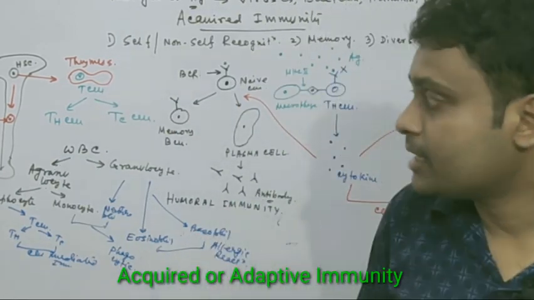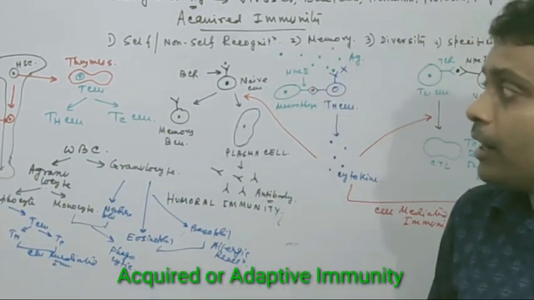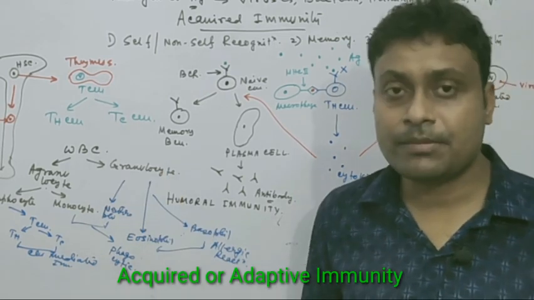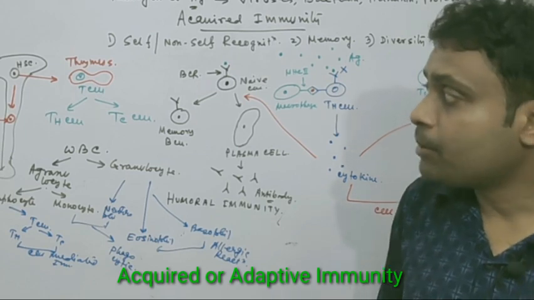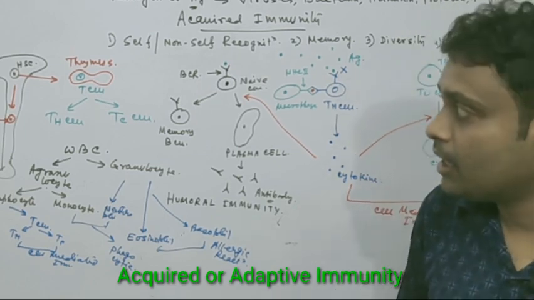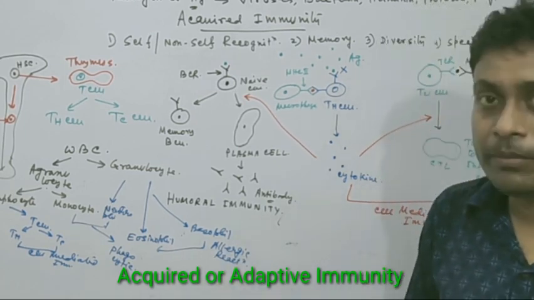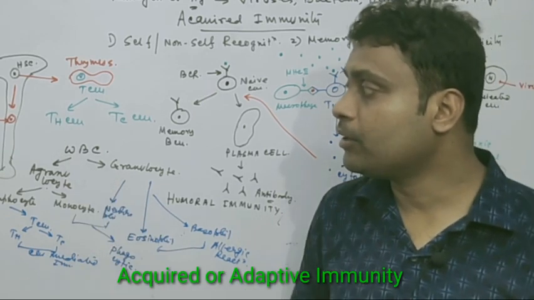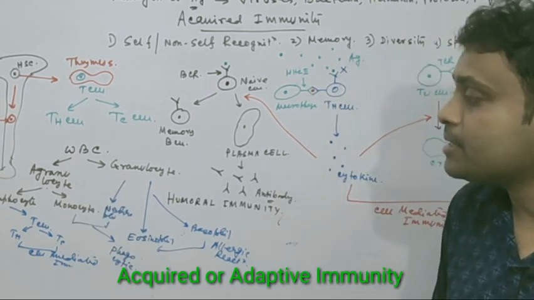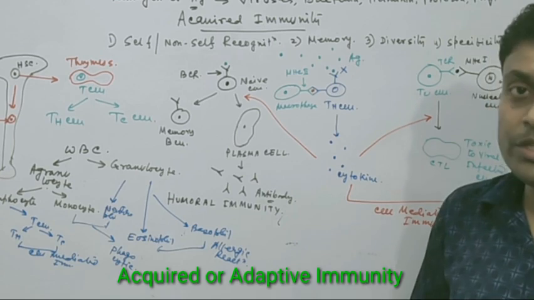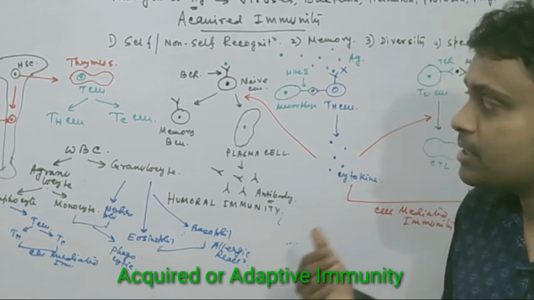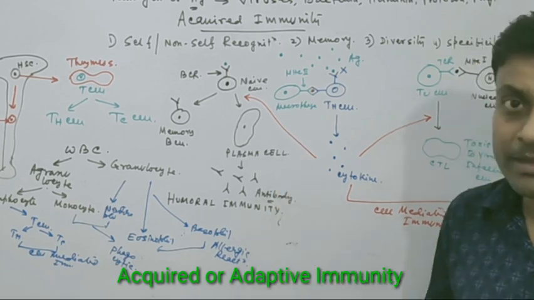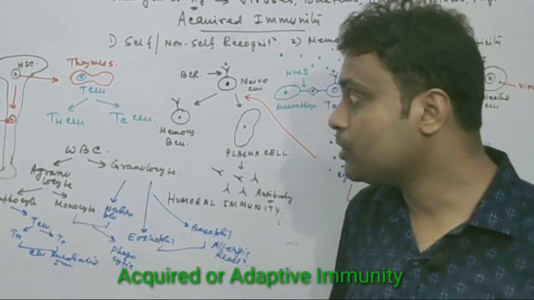Actually, B cells and T cells are produced from the hematopoietic stem cells, and the hematopoietic stem cells are present in our bone marrow. Some of the hematopoietic stem cells differentiate into B cells and remain in the bone marrow, and these are called B cells. I have already told you that B cells produce plasma cells, and these B cells are of two types, the memory cells and the plasma cells, and the plasma cells usually produce the antibody.